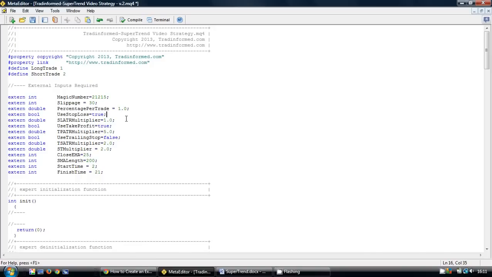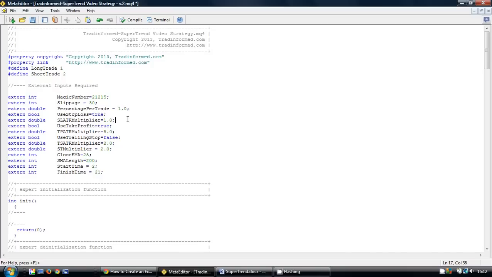The next external input is our ATR multiplier, our stop loss ATR multiplier. Again, this is a concept that I like to use, and this is to set our stop loss value as a percentage of our average true range, so that we know that each time we've got our stop loss, it is based on how volatile any particular market has been over a set number of recent periods.